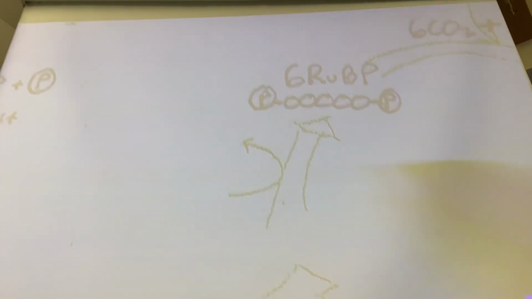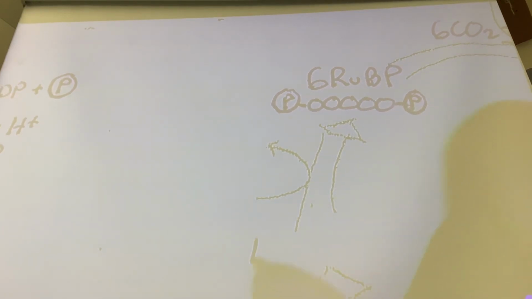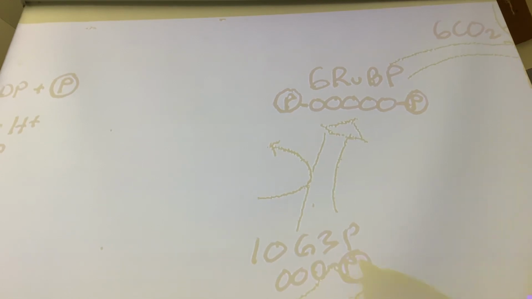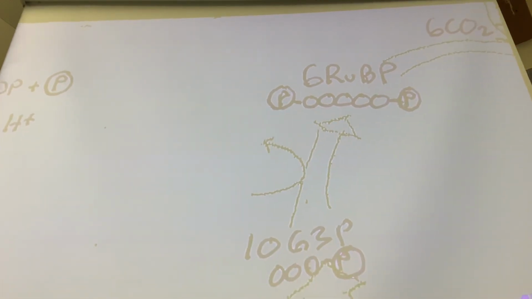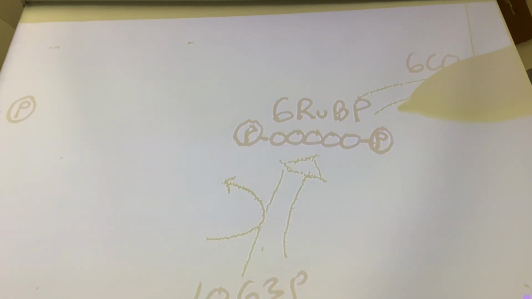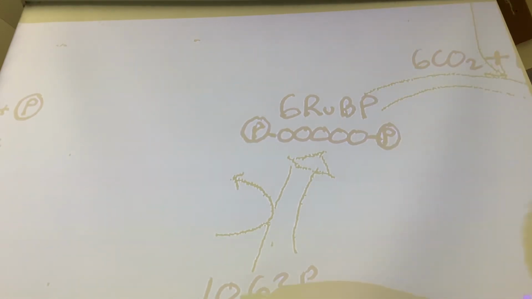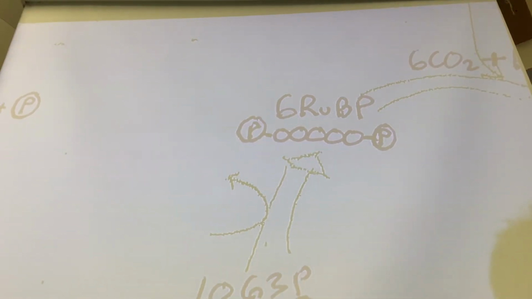Okay, so meanwhile, let's get back up here. Since I lost 2 of my G3P, that means over here I have 10 G3P left over. These 10 G3P need to be transformed back into 6 RuBP. Now, how many carbons do I have here? 10 times 3, 30. How many carbons do I have up here? 6 times 5, 30. So I'm not adding in any carbons.